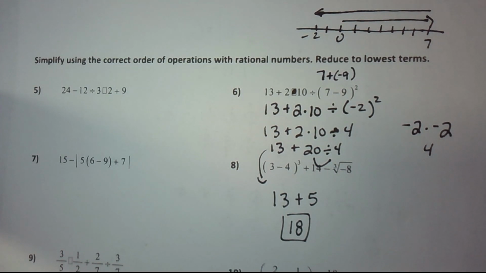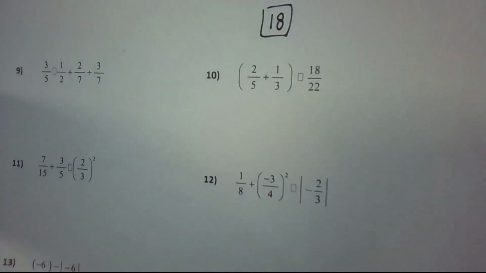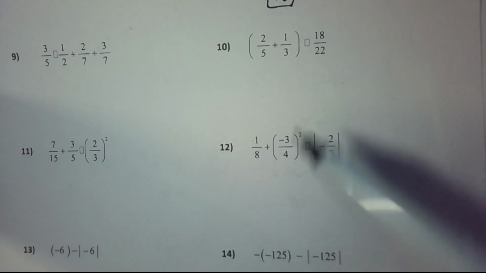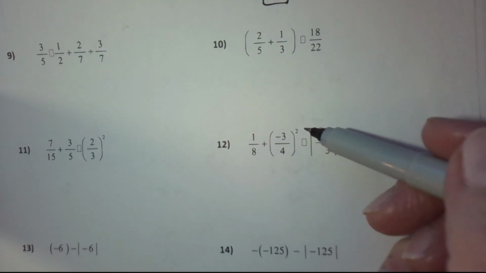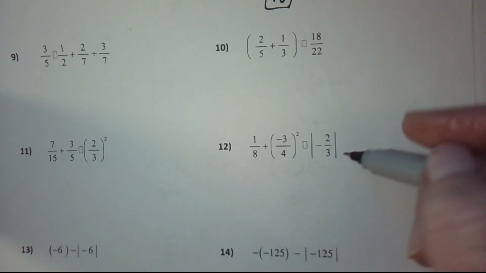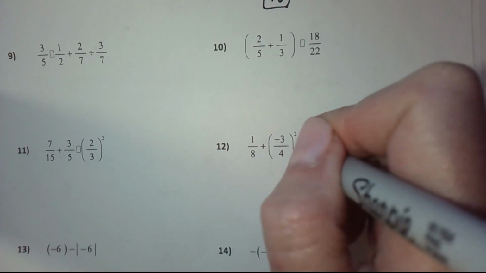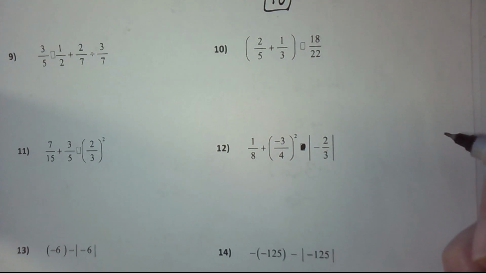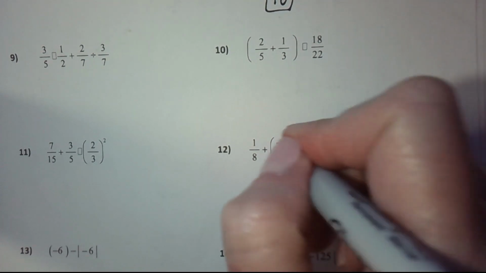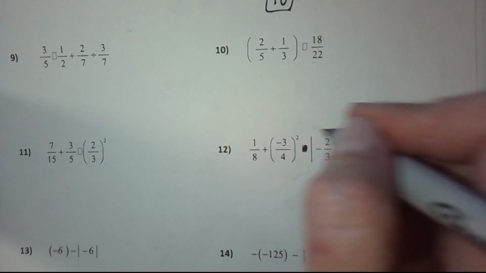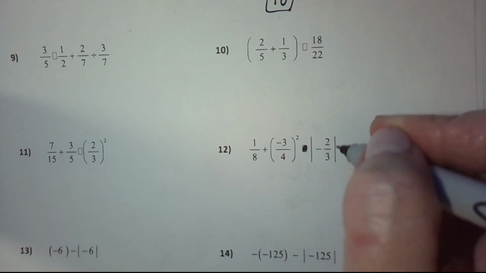Okay, so let's jump on down to, let's see if any of these are going to have integers in them. What about number 12? That has all of it. That's fractions, that has a negative number raised to a power, that has an absolute value over here, so there's a lot going on. And I think this is supposed to also be multiplication. Okay, so I have addition, I have something raised to an exponent, and I have an absolute value.